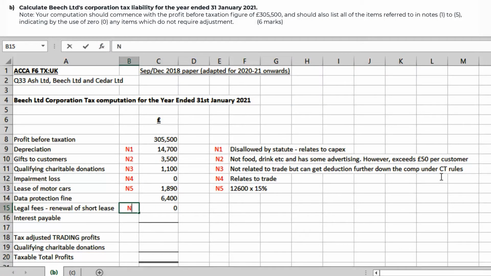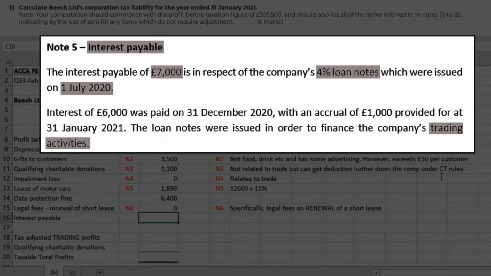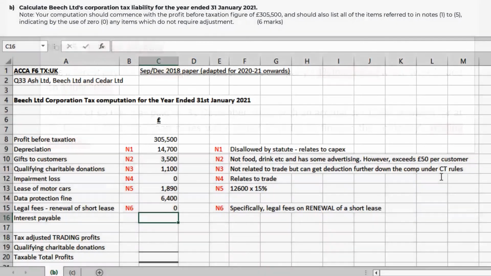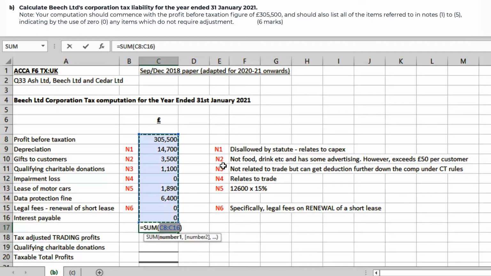Let's just make a note for that, saying specifically legal fees on renewal. Okay, so sometimes they'll try to trick you and say legal fees on taking out a new lease of, let's say, 10 years. So it's still less than 20 years, but it has to be on the renewal of a short lease. Interest payable, we said it relates to the company's trading activities. No further adjustment required. So then we just tally that up.